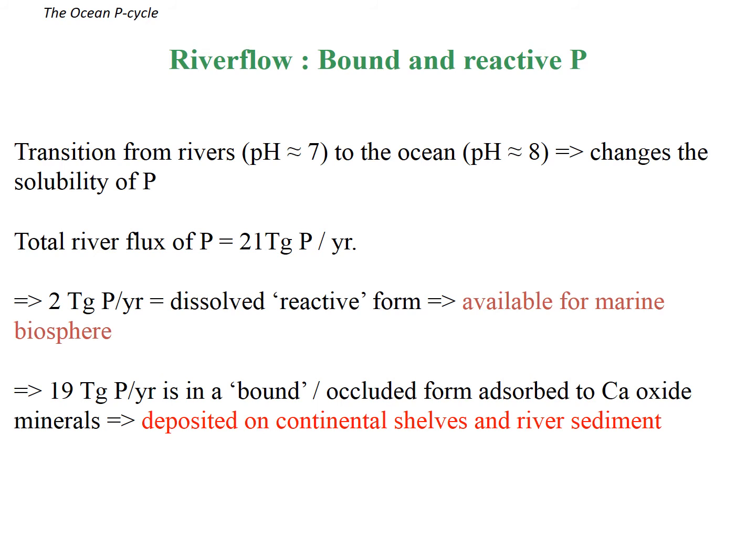So it turns out that of that 21 teragrams a year of phosphorus entering the ocean, we only get 2. 19 is lost.